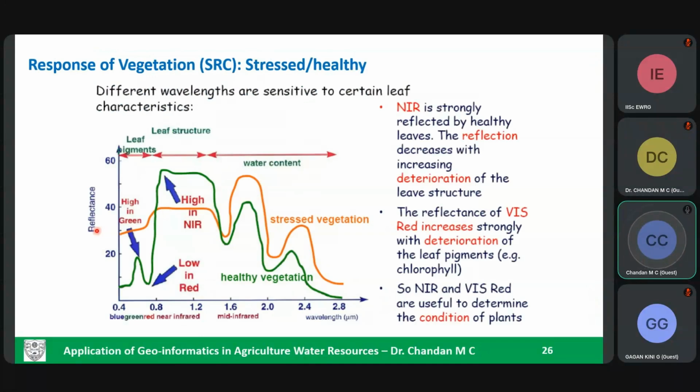Now, how do we differentiate a healthy leaf and a stressed leaf? This green color you are seeing is a healthy leaf, healthy vegetation and its signature. Whereas if you see the stressed vegetation, that is water stressed, its reflection changes. Here you can see in the visible region, it has more reflection in the green and red band. That is why an unhealthy leaf is generally brown or maroon in color. That means it is either a dead leaf or it has water stress.